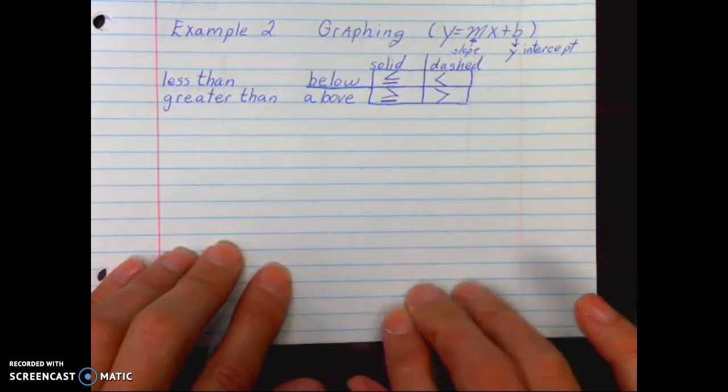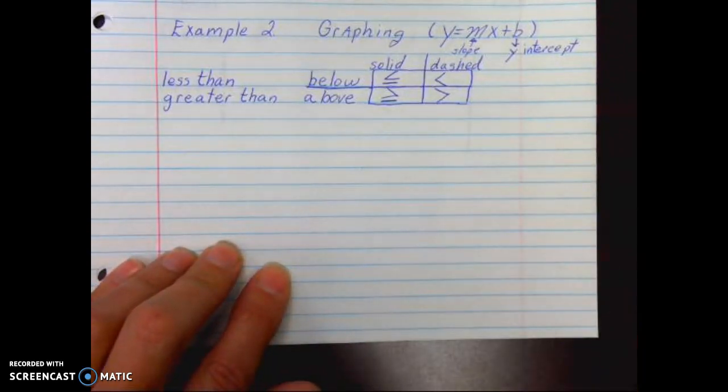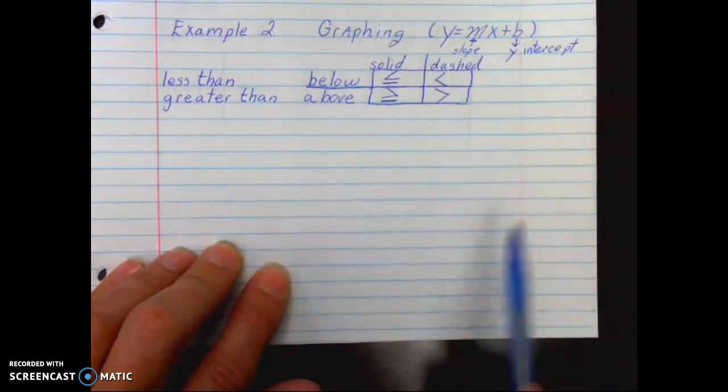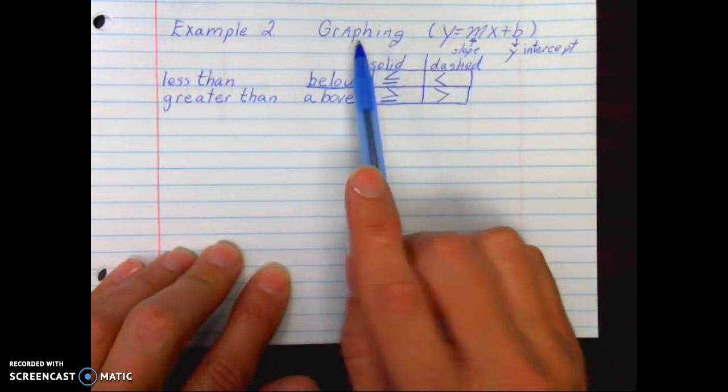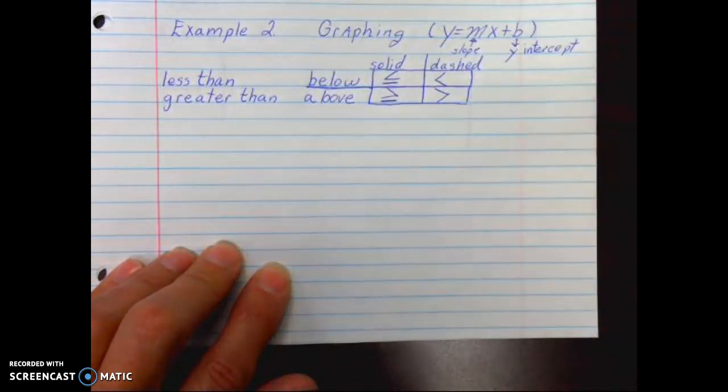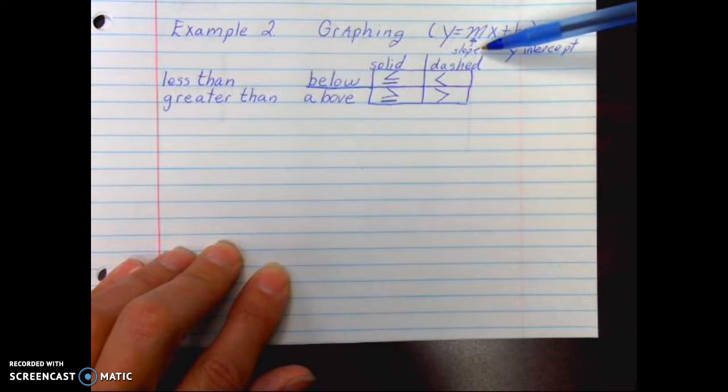All right, so by now you have example 1 written down. So here's example 2. This is going to be covering graphing. And this is a review at this point. So this says y equals mx plus b. Well, remember, m is the slope, if you can't read that, and b is the y-intercept. So yeah, we're going back to graphing.